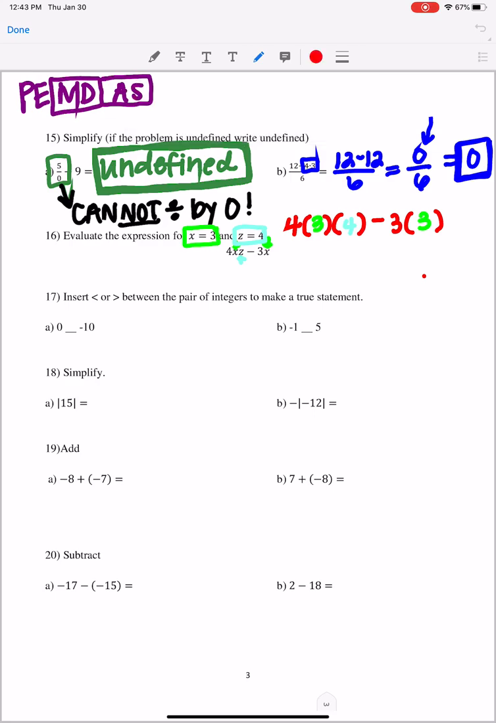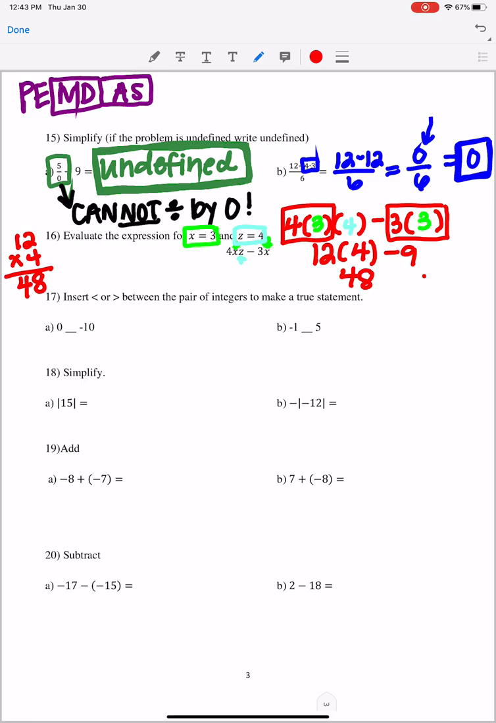So now evaluate. 4 times 3 is 12. I'm going to bring down my times 4. 3 times 3 is 9. 12 times 4 is 48, and if you haven't memorized your multiples of 12, we can multiply it over here out to the side. 2 times 4 is 8. 1 times 4 is 4. Minus 9.